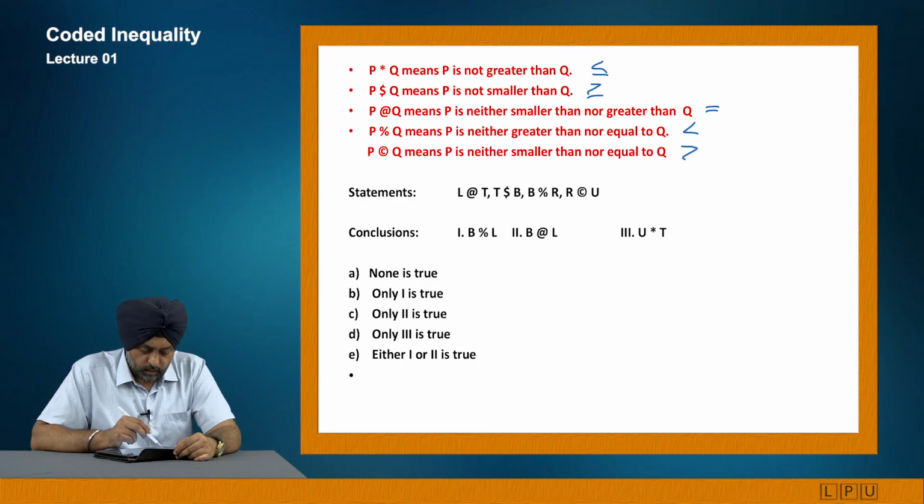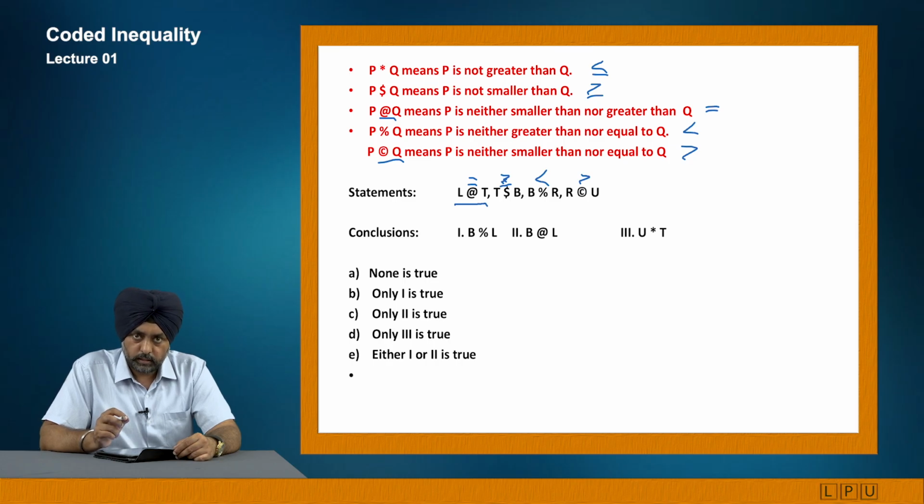First, the statement says L at the rate T. At the rate means equal to, so we can put equal to here. L is equal to T. T dollar B. Dollar means what? Greater than equal to. So we can put the greater than equal to sign here, instead of the symbol. B percentage R. Percentage means less than, so we can put less than here. R copyright U. Copyright means what? Greater than. So these are the statements.